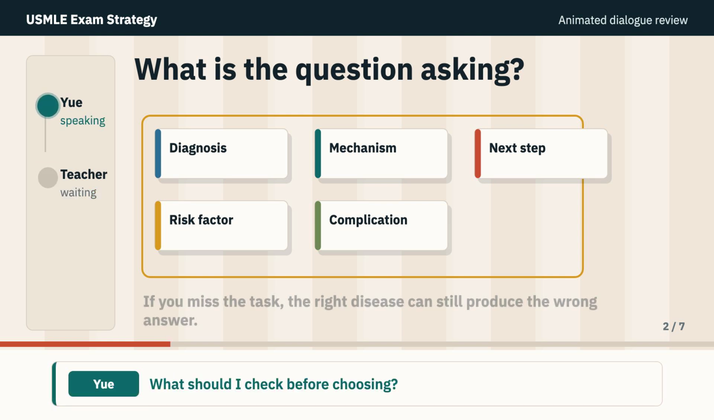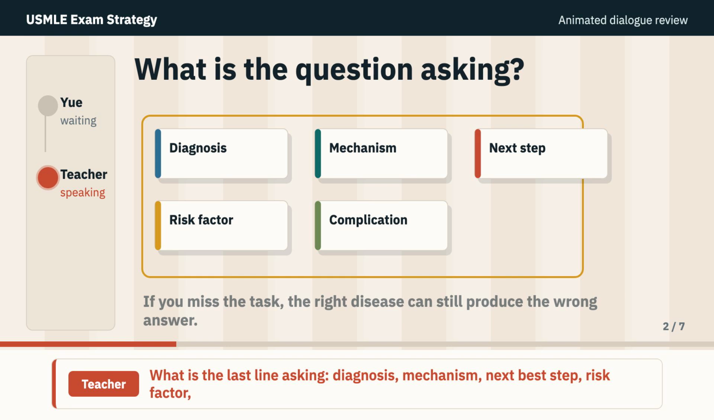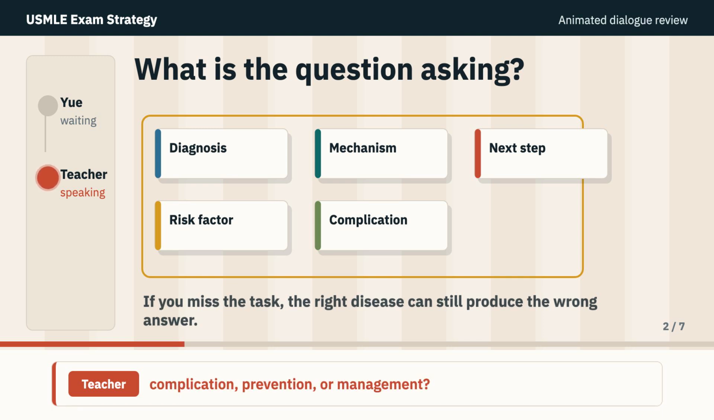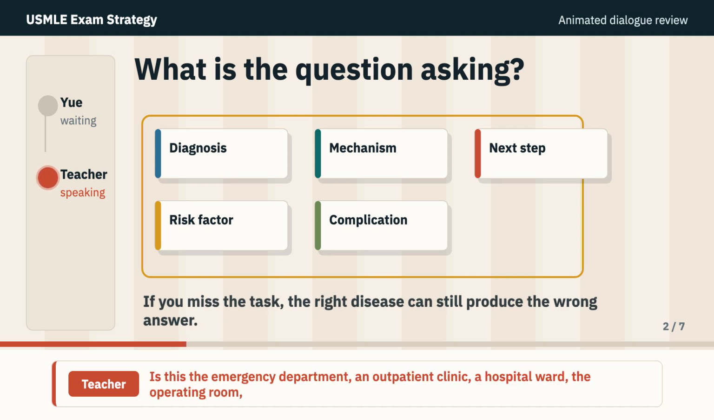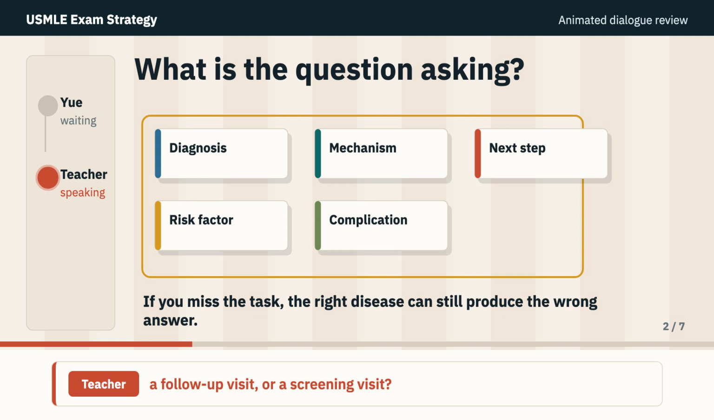What should I check before choosing? Use 5 checks. First, the task. What is the last line asking? Diagnosis, mechanism, next best step, risk factor, complication, prevention, or management. Second, the setting. Is this the emergency department, an outpatient clinic, a hospital ward, the operating room, a follow-up visit, or a screening visit? Third, stability.